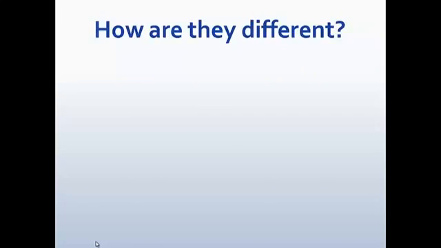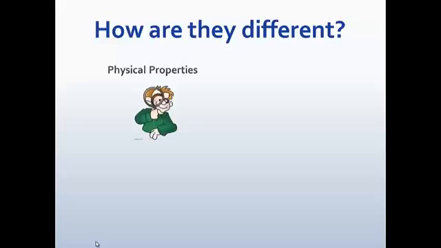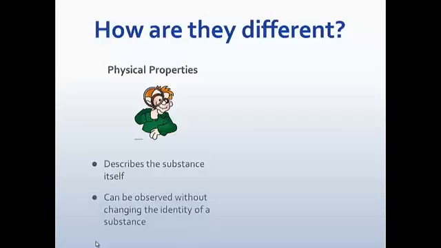Okay, so how are they different? A physical property is something that describes the substance itself. So I could look at this boy in the video and say, oh, well, he has red hair, or he wears glasses, or he has on a green shirt. These are all physical properties that describe this boy. What's important about a physical property is that they can be observed without actually changing the boy.